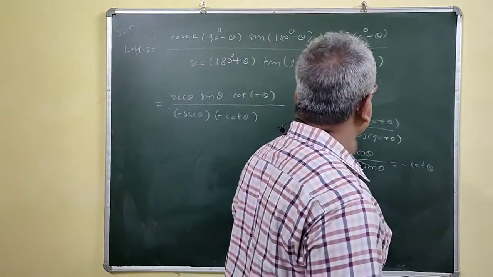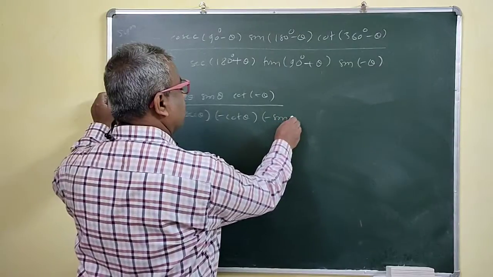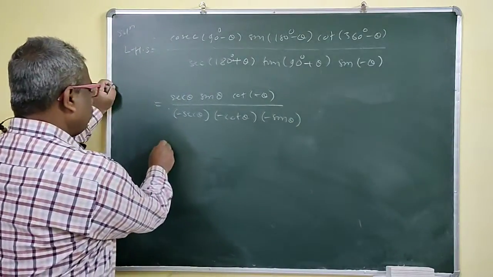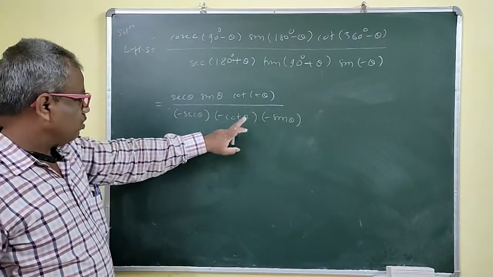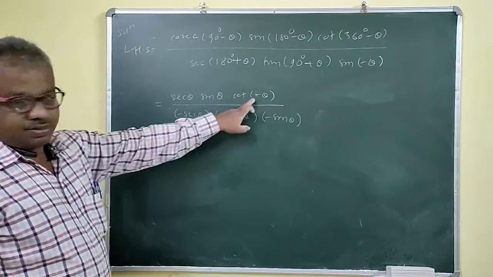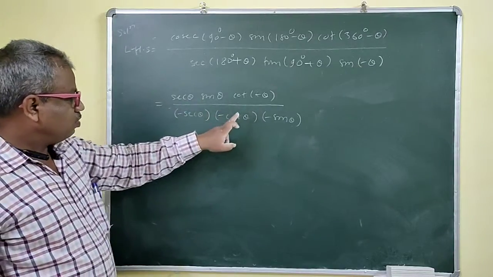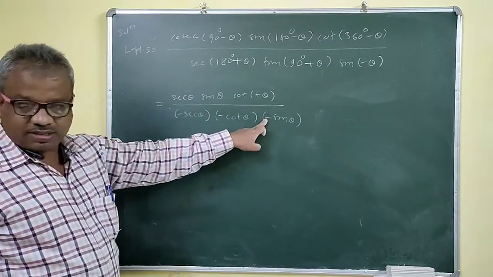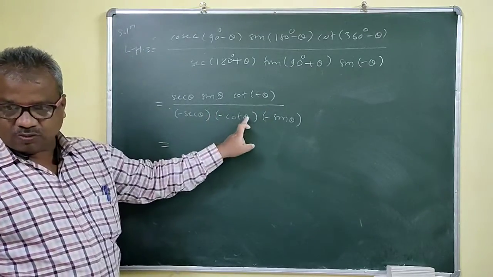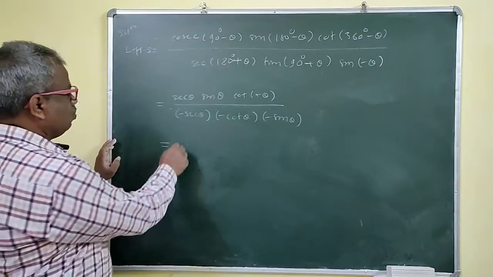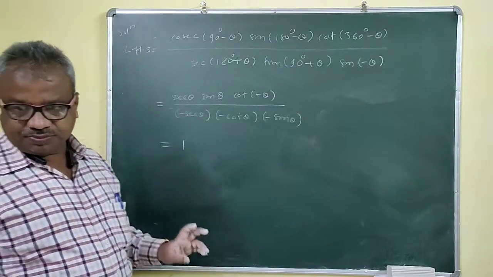Then sin minus theta is minus sin theta. We write minus sin theta. So this is also minus cot theta. So this gets cancelled, cot gets cancelled, sin gets cancelled. There are 3 minus signs, so 1 minus. So this is 1. Right? So we are through.